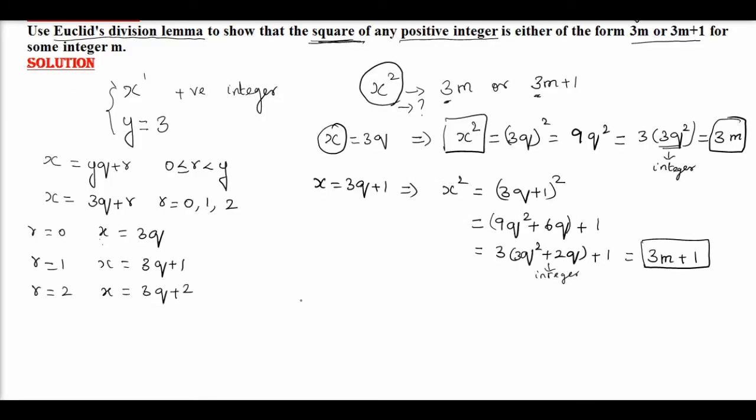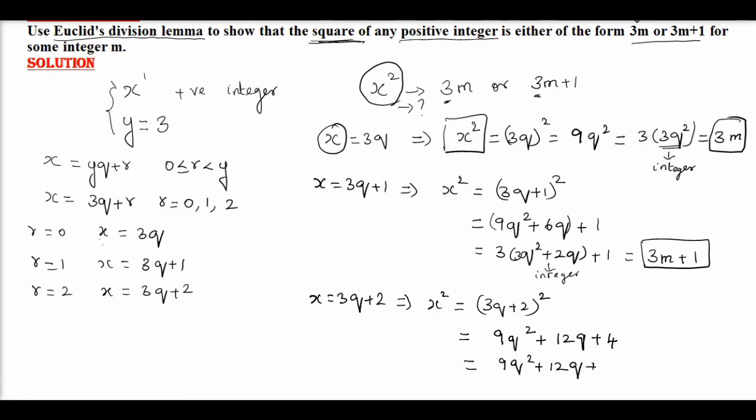Okay, now let's consider x equal 3q plus 2. So when I take x equal 3q plus 2, x square will be of the form 3q plus 2 the whole square. Again, let's expand it using a plus b the whole square formula. So I get 9q square plus 12q plus 4. And now let me write this as 9q square plus 12q plus 3 plus 1. Let me split this 4 as 3 plus 1.